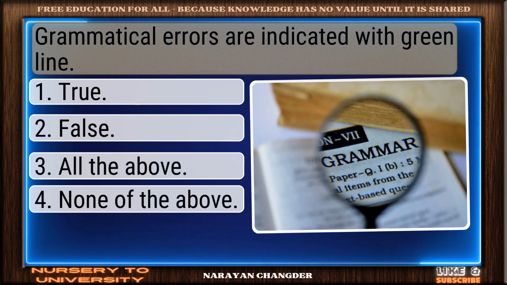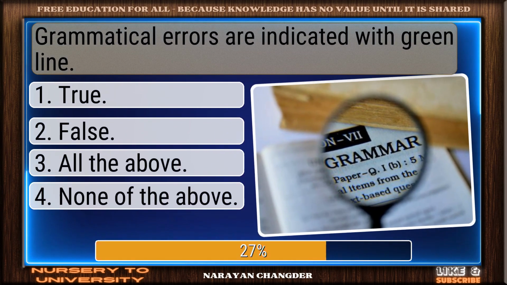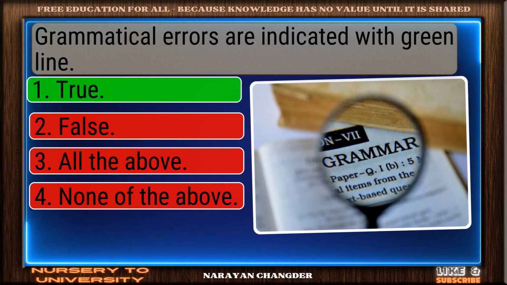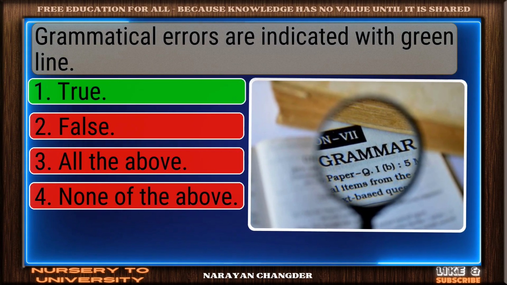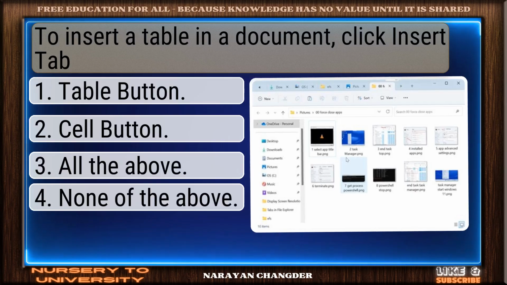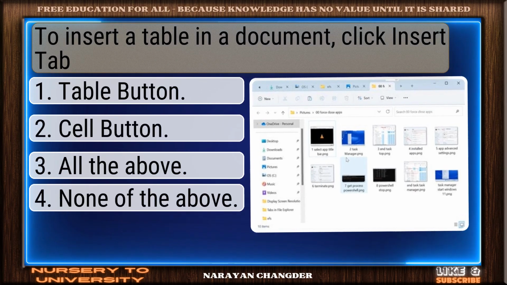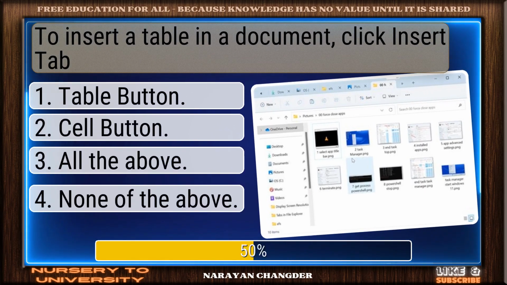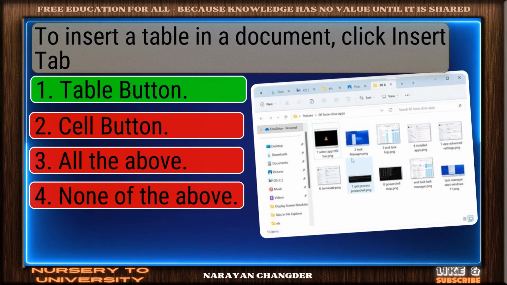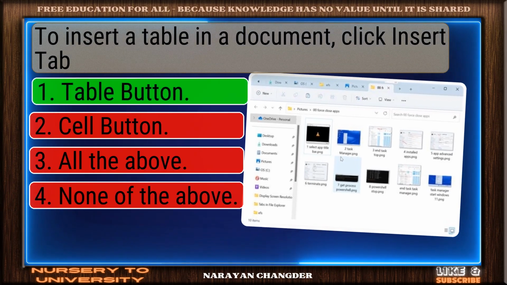Grammatical errors are indicated with green line. Perfect. True is the correct choice. To insert a table in a document, click Insert tab. You're right. Table button is the correct answer.